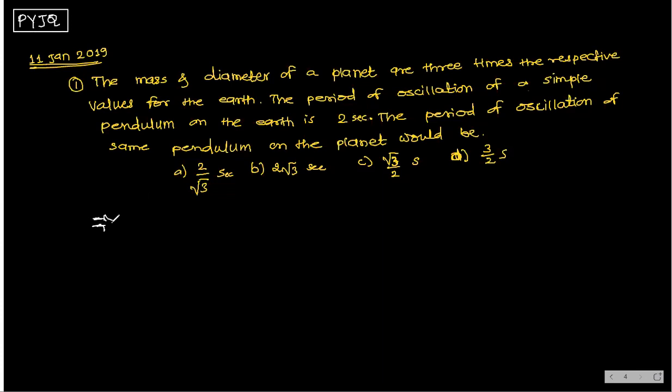Option C, sir. Option C? Check. 2 by root 3, sir. 2 by root 3, no.